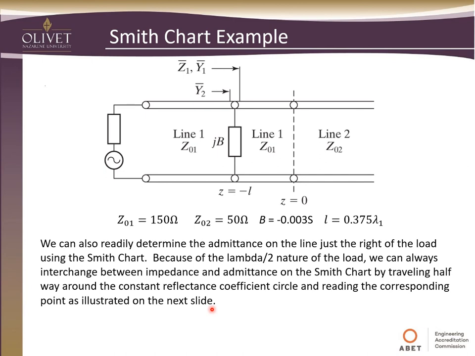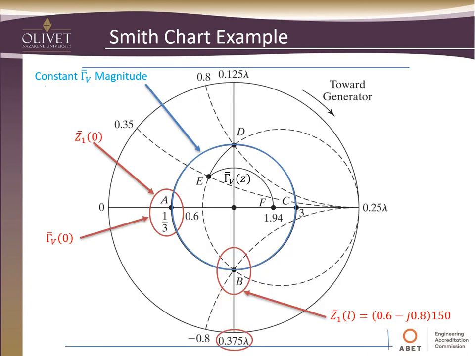We can also readily determine the admittance on the line just to the right of the load using the Smith chart. Because of the lambda over 2 nature of the line, we can always interchange between impedance and admittance on the Smith chart by just going halfway around the constant reflection coefficient circle and reading that corresponding point. So let's look at how we do that.